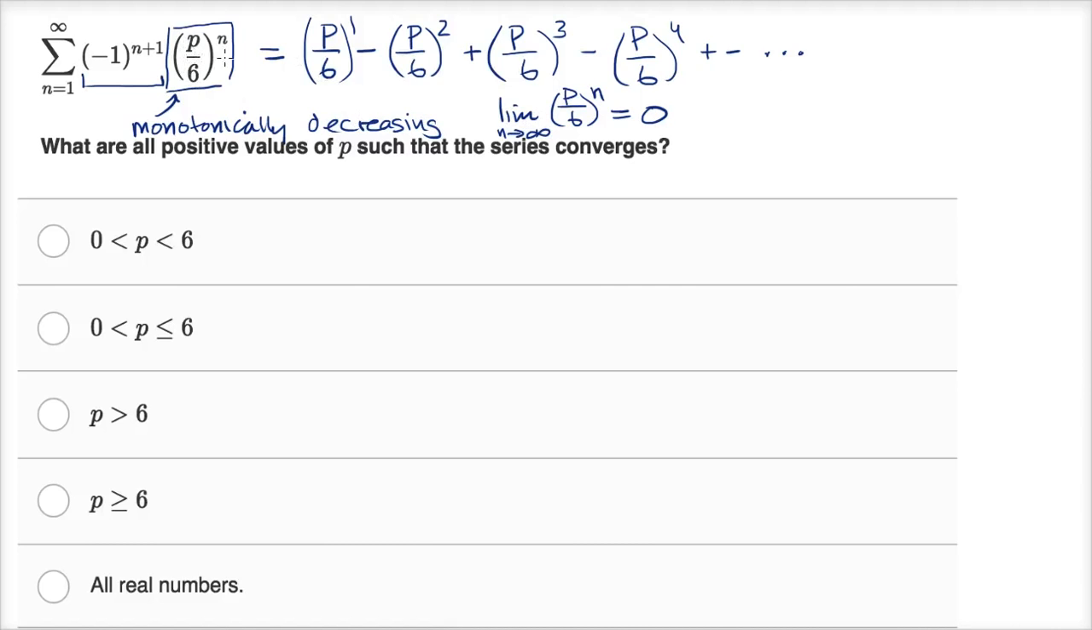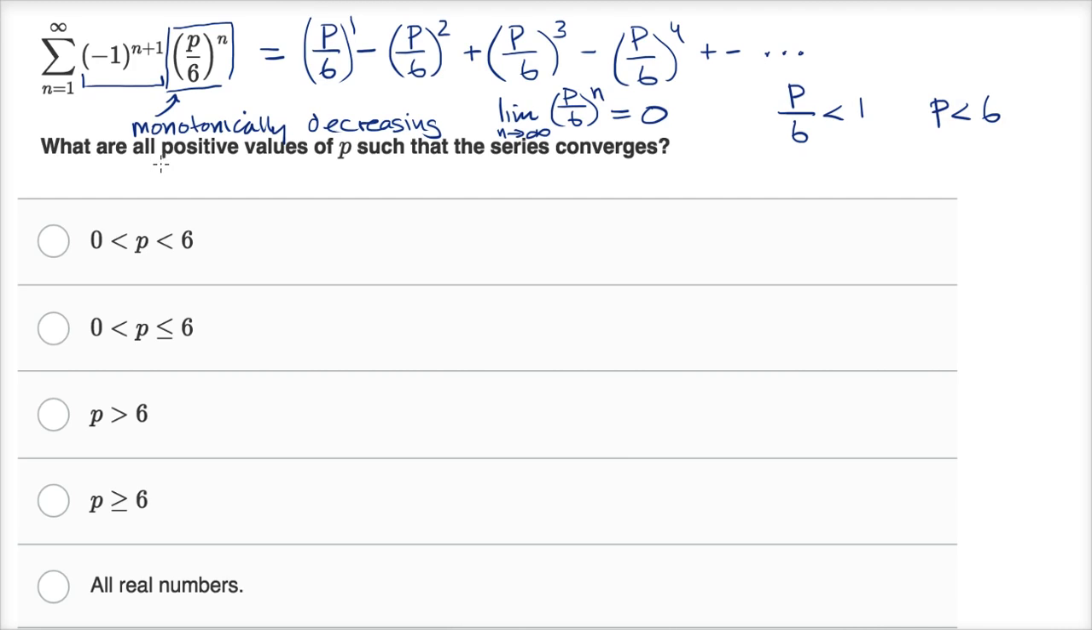Well, to meet either one of those conditions, p over 6 has to be less than 1. If p over 6 was equal to 1, if, for example, p was 6, then we wouldn't be monotonically decreasing. Every term here would just be 1. It would be 1 to the 1, 1 squared, on and on. And if p is greater than 6, then every time we multiply by p over 6 again, we would get a larger number over and over again, and the limit, for sure, would not be equal to 0. So p over 6 needs to be less than 1. Multiply both sides by 6, and you get p needs to be less than 6.